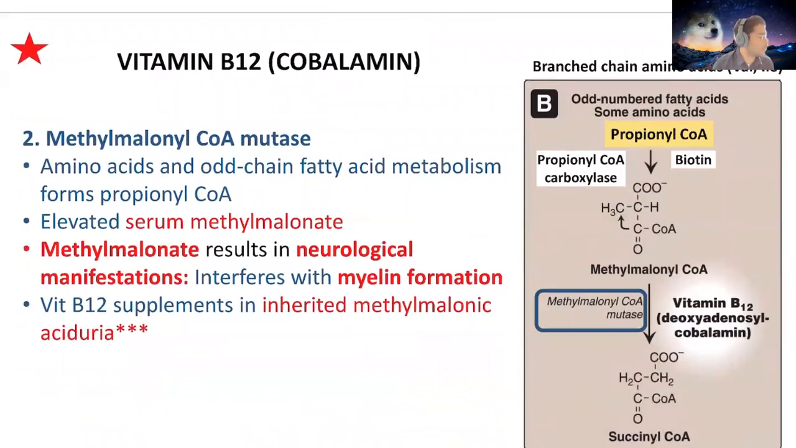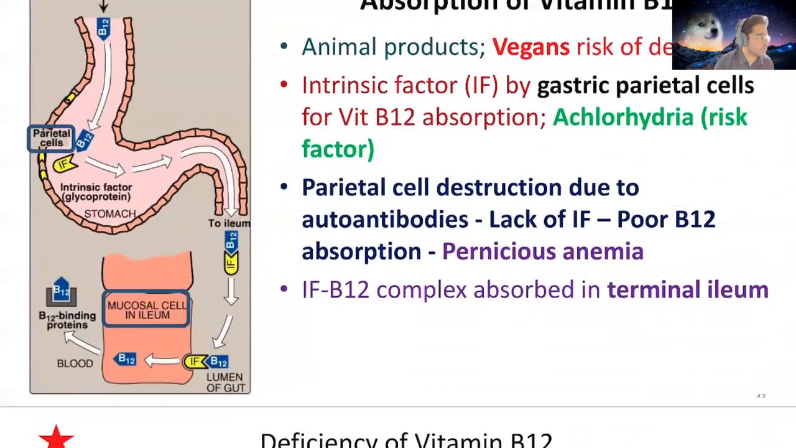Vitamin B12, cobalamin, once again, methylmalonyl-CoA mutase. If there's a deficiency, there's going to be increased levels of methylmalonic acid and a lot of neurological presentation. B12 deficiency. Keep this in mind, guys. Make sure you guys are tying those pictures in.